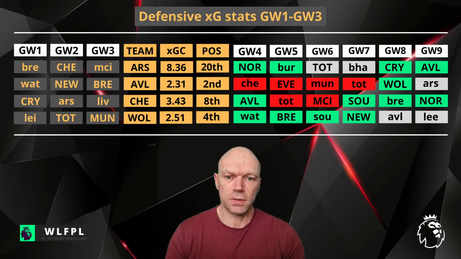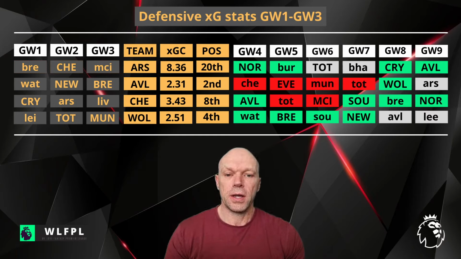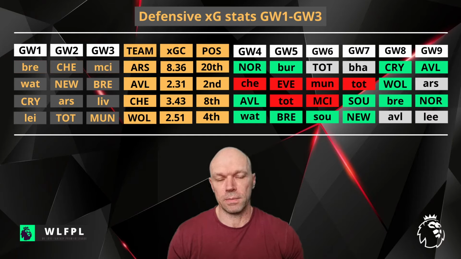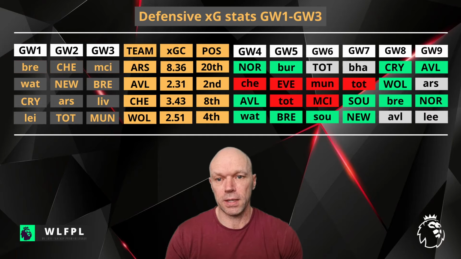So let's take Arsenal. Their expected goals conceded over the first 3 games was 8.36, and that was 20th in the league. Basically, they were the worst team for expected goals conceded. Now, looking at that, what are we going to conclude? Are we saying, right, in that case let's not even consider any of their defenders because of the expected goal stats? Well, no, not necessarily, because let's drill into the games that they've played.